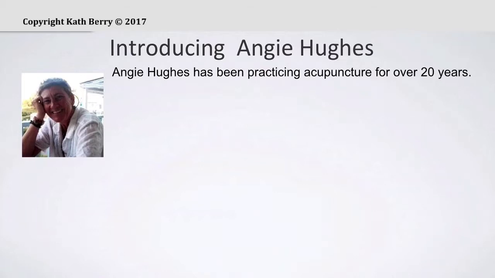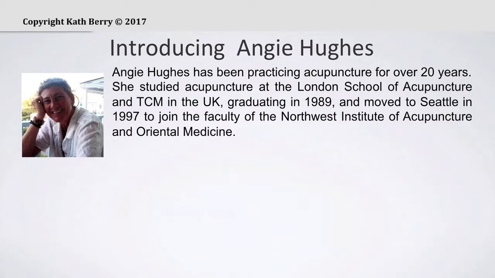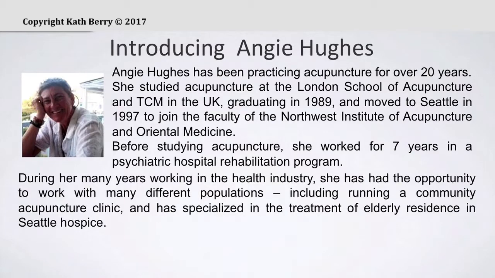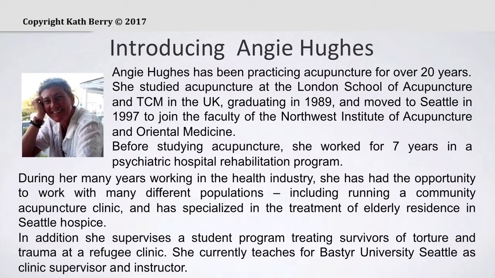Angie Hughes has been practicing acupuncture for over 20 years. She studied acupuncture at the London School of Acupuncture and Traditional Chinese Medicine in the United Kingdom, graduating in 1989, and moved to Seattle in 1997 to join the faculty of the Northwest Institute of Acupuncture and Oriental Medicine. Before studying acupuncture, she worked for 7 years in a psychiatric hospital rehabilitation program. During her many years working in the health industry, she's had the opportunity to work with many different populations, including running a community acupuncture clinic, and has specialised in the treatment of elderly residents in a Seattle hospice. In addition, she supervises a student program treating survivors of torture and trauma at a refugee clinic. She currently teaches for Bastyr University, Seattle as a clinical supervisor and instructor.